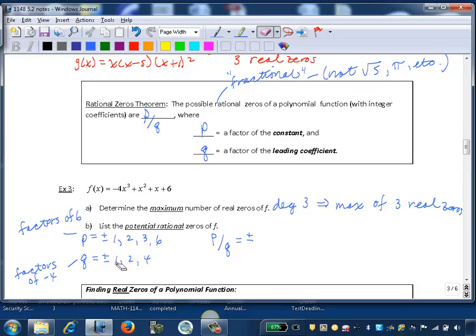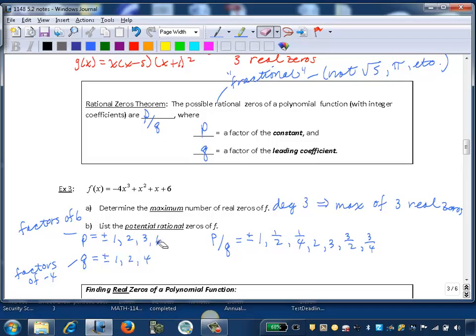So we're going to take each of these p values and divide by each of these q values. So we'll take the 1 over 1, 1 over 2, 1 over 4. So 1 over 1 is 1, 1 over 2 is 1/2, 1 over 4 is 1/4. Then we'll take the 2 over 1, 2 over 2, and 2 over 4. So 2 over 1 is 2. 2 over 2 is 1. We already have that. 2 over 4 is 1/2. We already have that. Now we'll take 3. 3 over 1, 3 over 2, 3 over 4. So 3 over 1 will give us 3. 3 over 2, 3/2. 3 over 4, 3/4.